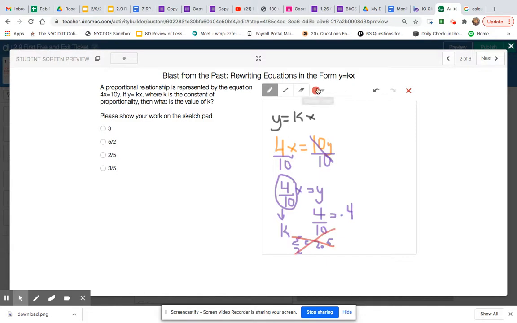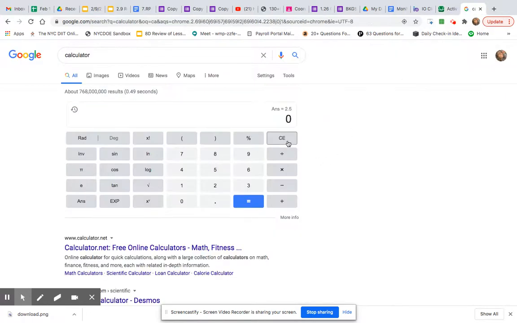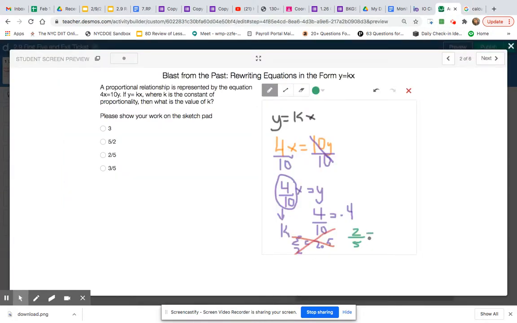Okay? Now we're going to go to 2 over 5. 2 over 5 is 0.4. Okay? So the answer would be 2 over 5. And this will be the work shown to get to the answer.